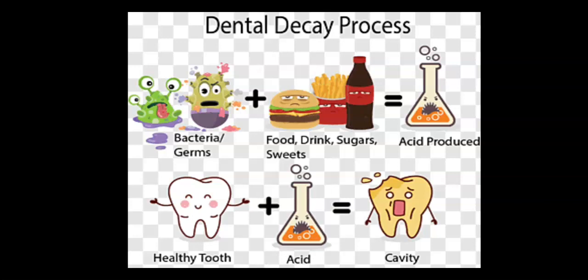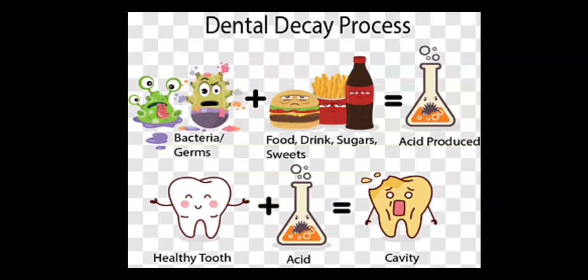The bacteria and germs present in our mouth will react with food, drink, sugar, and sweets, and they will form what? Acid. And this acid will react with the calcium part of the what? Enamel. Because of that reaction, they will first destroy the calcium of the enamel, then it will go to the what? Dentin, and then it will reach the pulp cavity. So here it is very clearly given.